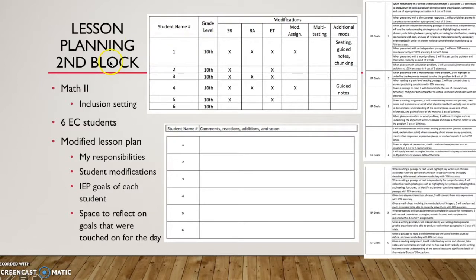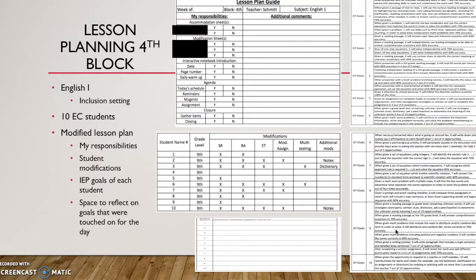Lesson planning for Block 2 is very similar. I have the modifications listed where I have 6 students within this Math 2 inclusion setting. I had the section for me to reflect on the students' IEP goals, and then the IEP goals listed as well.